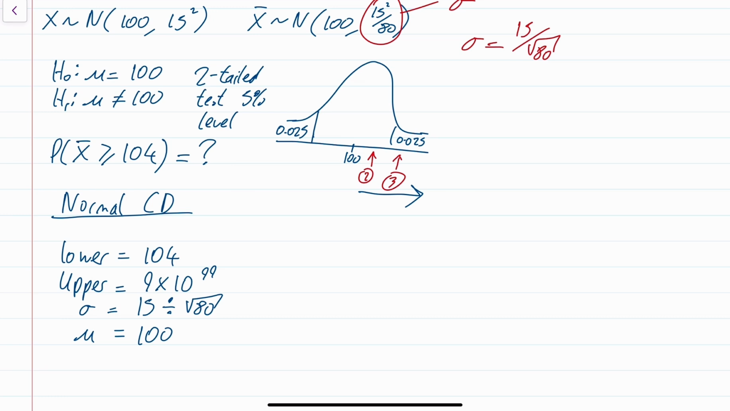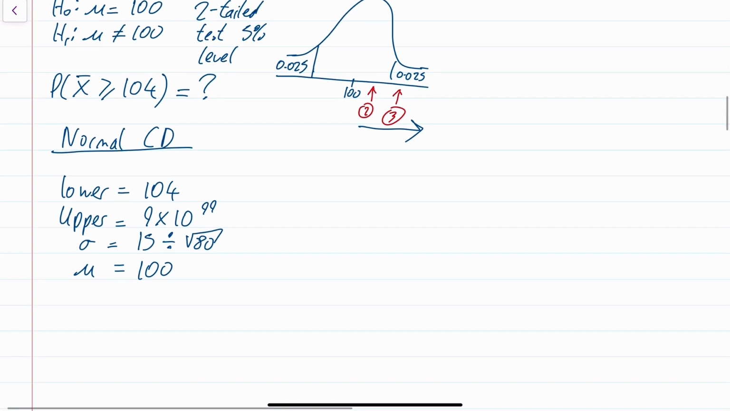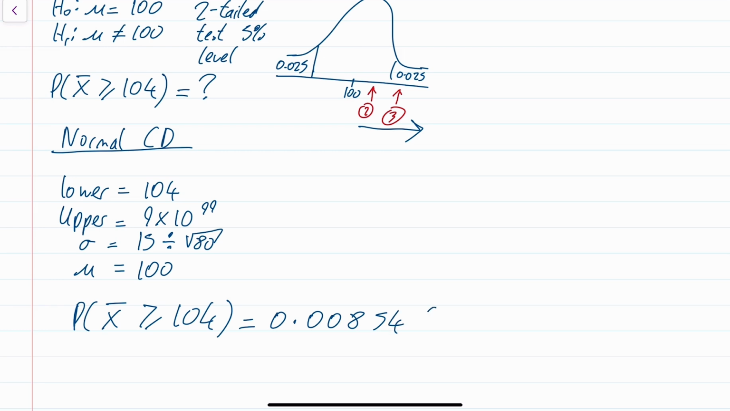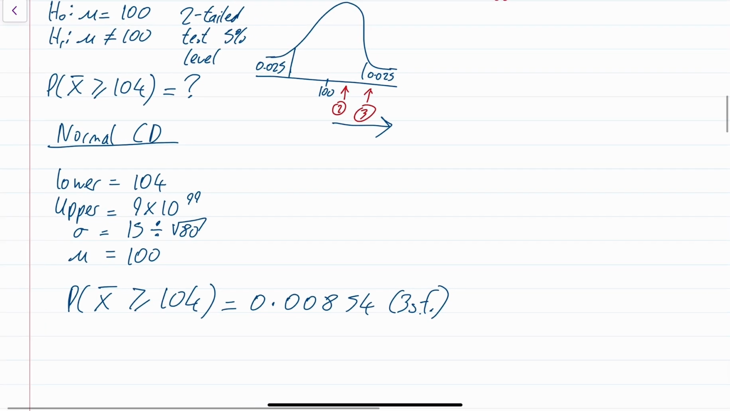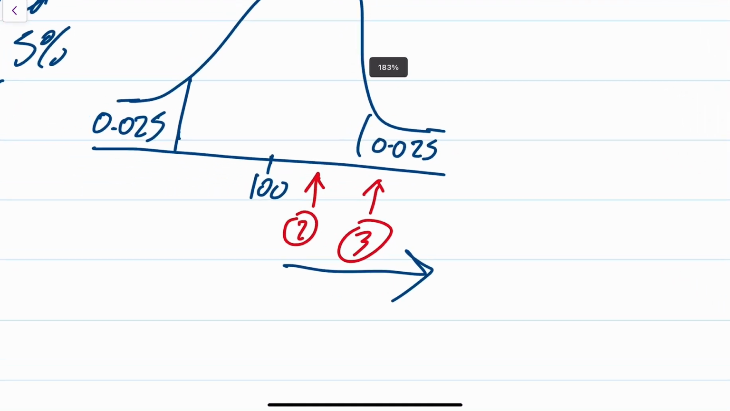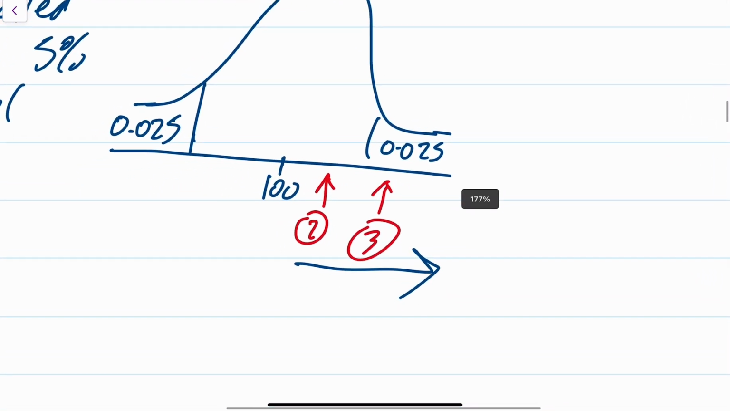When I do that in my calculator, by the way, it changes my sigma to be 1.677 and my mu is 100. And then what I get is a probability that X bar is greater than or equal to 104. What it's given me in my calculator, to 3 sig figs, is 8.536 times 10 to the minus 3, so 0.00854. That's a pretty small percentage. It was only 0.8% basically.